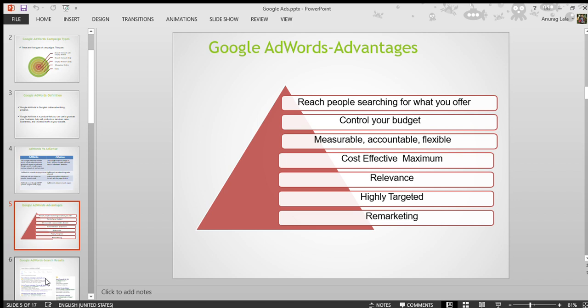And remarketing. You can remarket ads. Suppose a particular person has selected products, gone till the shopping cart, and left that particular product there itself. You can reapproach those people. It is known as retargeting ads. That is possible with Facebook also, and it is possible with Google advertisements also. So it is known as remarketing.